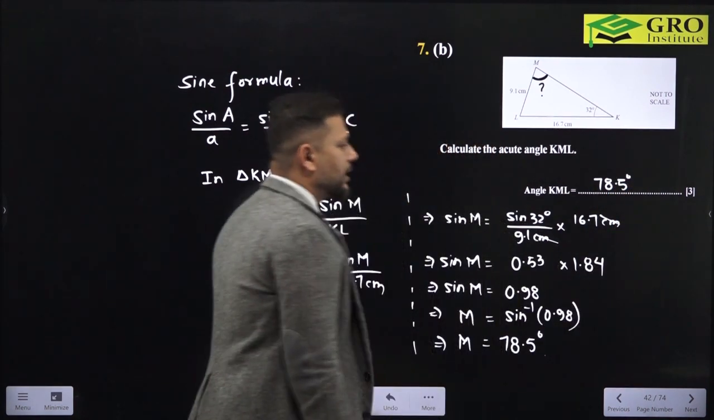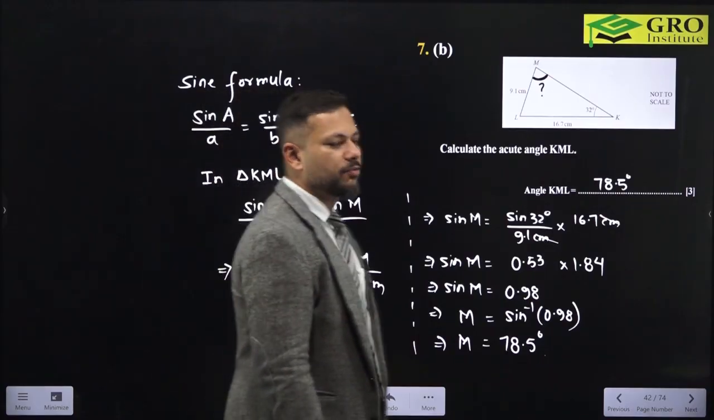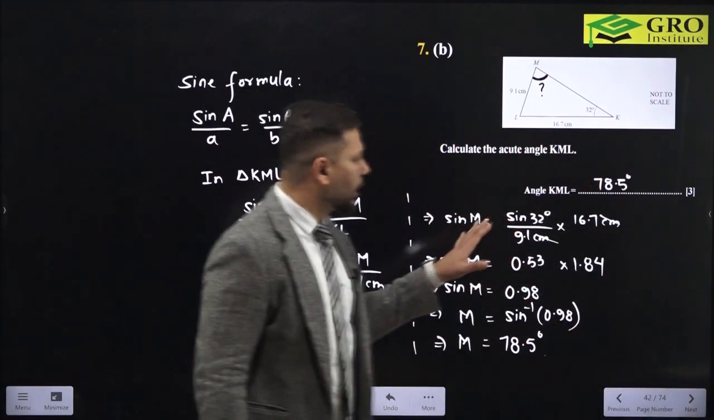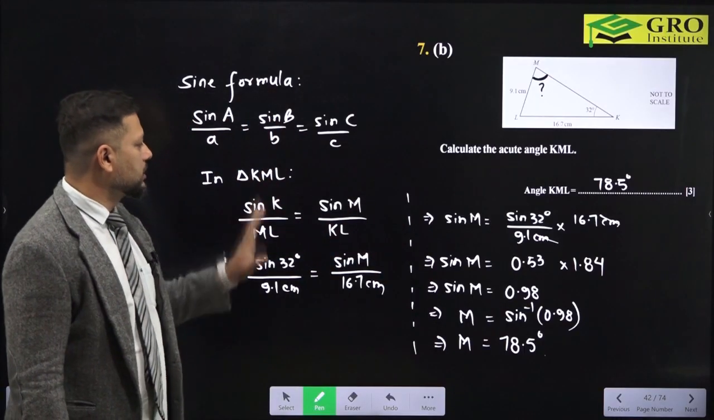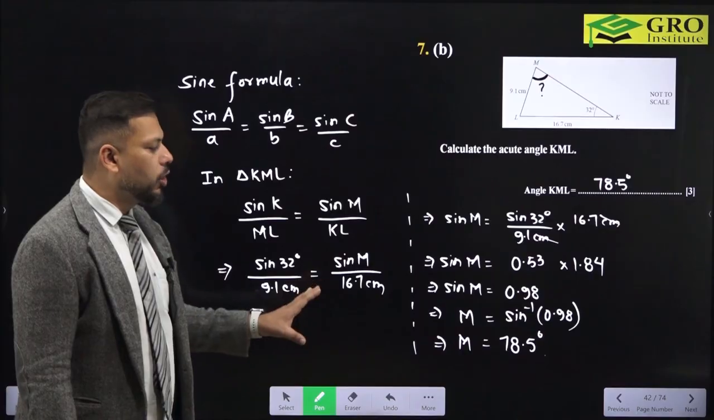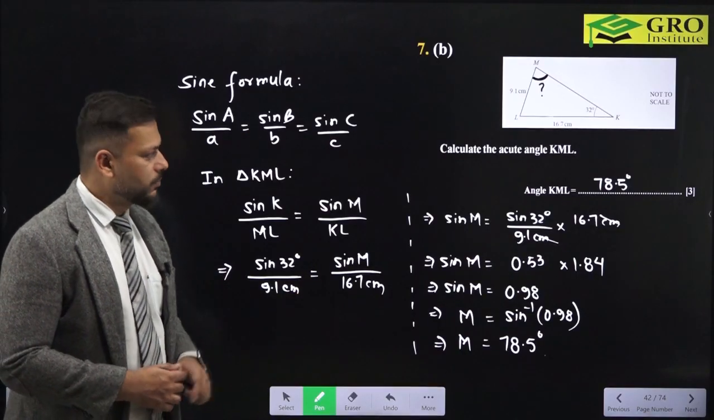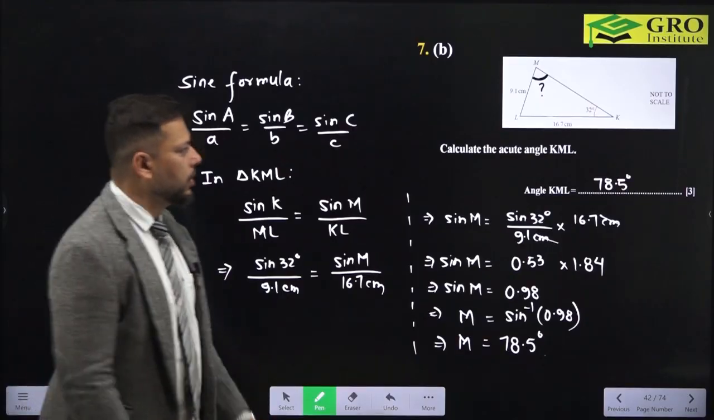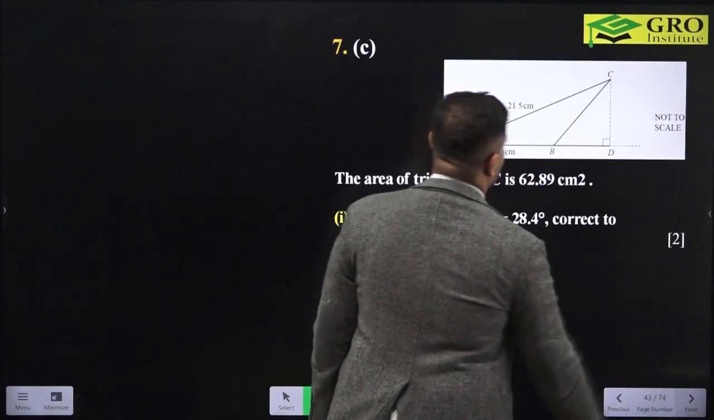Right, guys? That is the acute angle KML that we were supposed to find out, and that is the answer. I hope you are clear and in the know about the sine formula. That is what we have used in triangle KML, and we got the desired value. Note it down so that we can move ahead. Okay, so moving ahead, let's see what is being given.